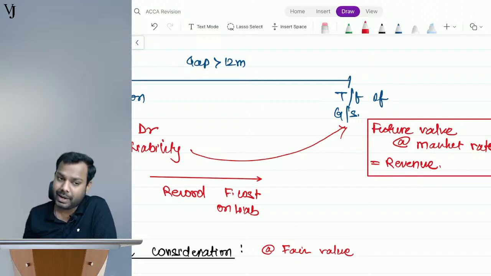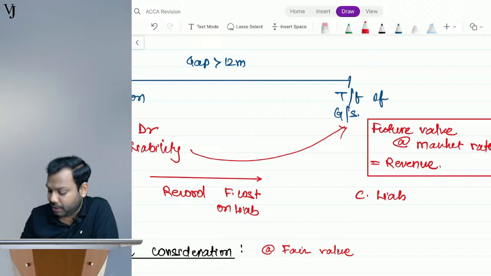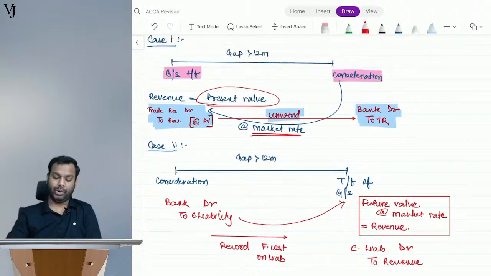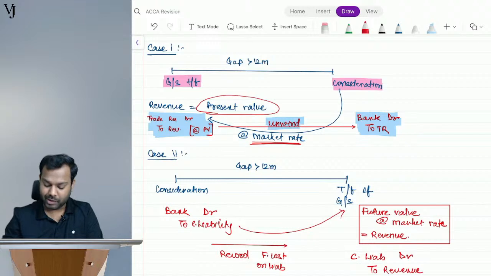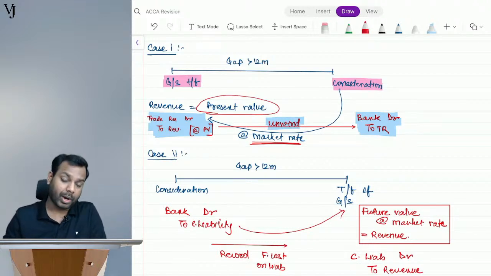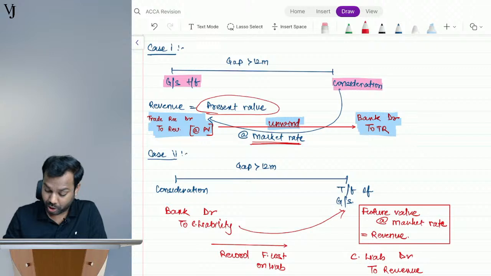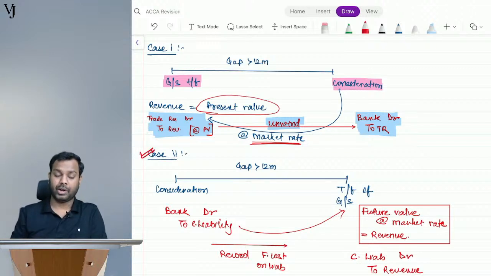Are you understanding it, guys? So what I will do here, I will record the entry: contract liability account debit to revenue. Please see these two entries, guys. Please see these two cases and make yourself comfortable, because these are very, very important concepts. We do have a question on this one, which we'll take up today in the live class. Okay.